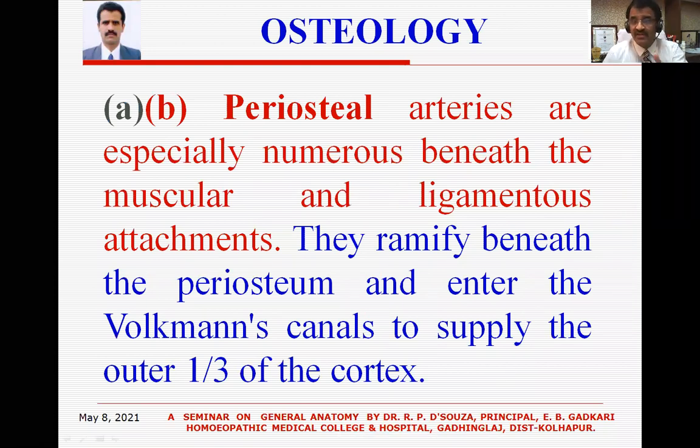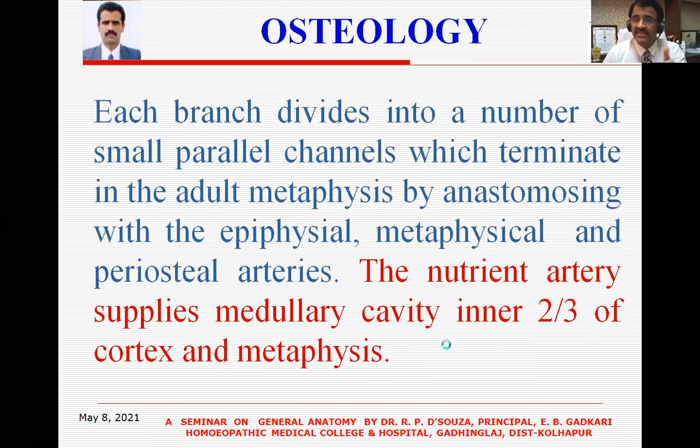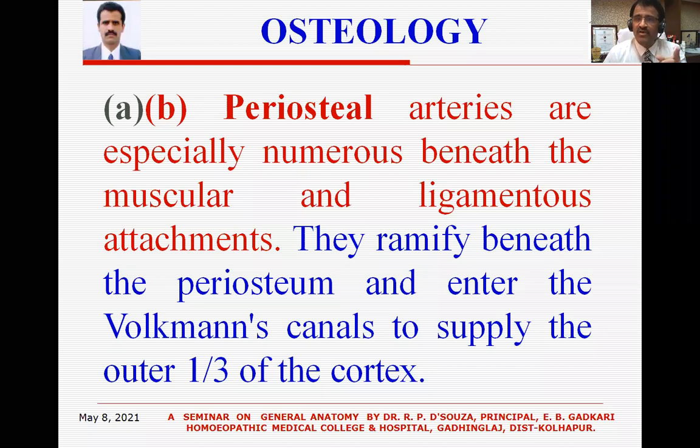The inner one-third of the cortex is supplied by medullary branches. Inner two-thirds of the cortex is supplied by the nutrient artery branches. Now the outer one-third is supplied by the periosteal arteries. I'm talking about the cortex. Plus, the periosteum is fully supplied by periosteal arteries.